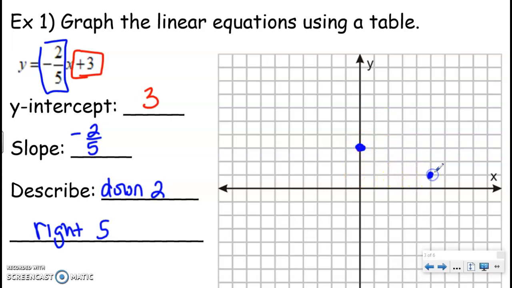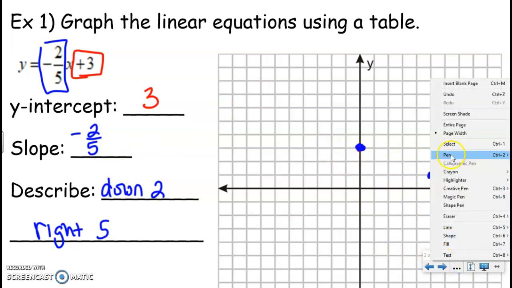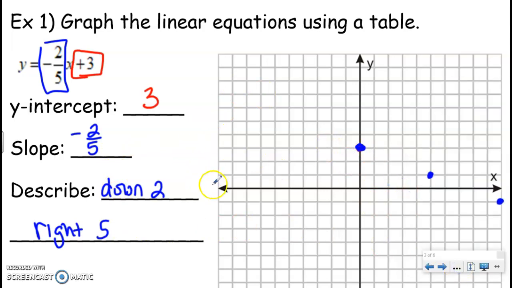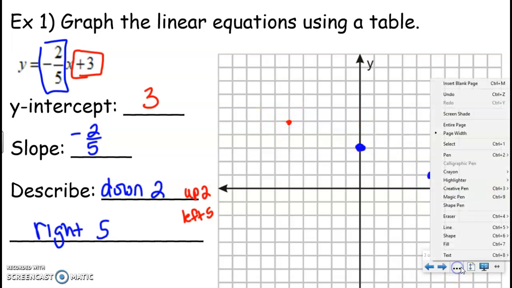I'm going to do it again. From this point, I'm going to go down 2 and right 5. And put another point. So 3 points is enough. One thing you could do is if you couldn't get those 3 points there, you can switch this. You could go up 2, but you also have to switch this and go left 5. So I'm going backwards. So up 2, left 5. 1, 2, 3, 4, 5. Okay, so that's another way you can get a point.